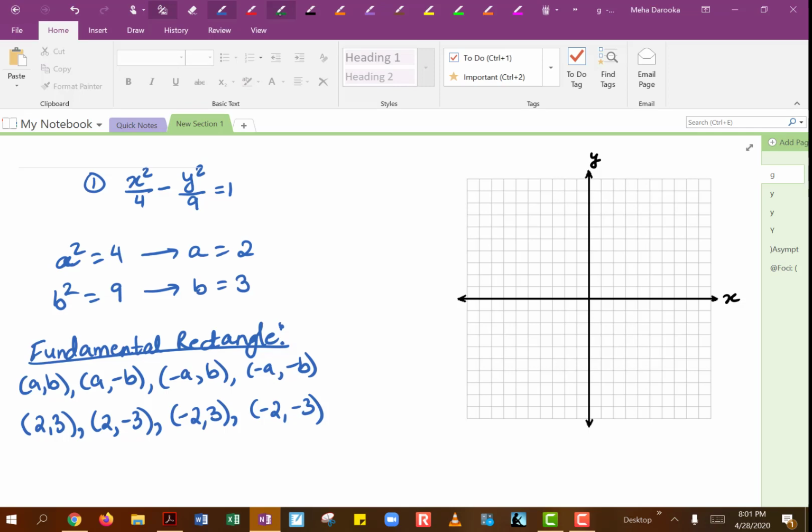So these are going to be positive 2, positive 3; positive 2, negative 3; and then negative 2, positive 3; negative 2, negative 3. So these points here will form our fundamental rectangle. Okay, and then if you extend out these diagonals, then we have our oblique asymptotes. Okay, and same thing for the other diagonal.